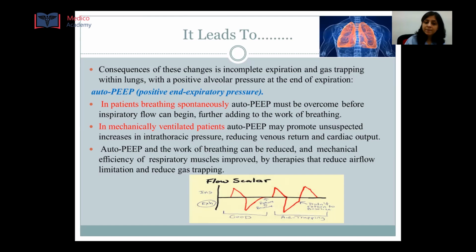So this auto-PEEP, in turn this work of breathing, can be reduced and the mechanical efficiency of the respiratory muscles can be improved by the therapies which reduce this airflow limitation and reduce this gas trapping. So we have to aim at these two things mainly: the therapies which will reduce the airflow limitation and the therapies that will reduce the gas trapping.